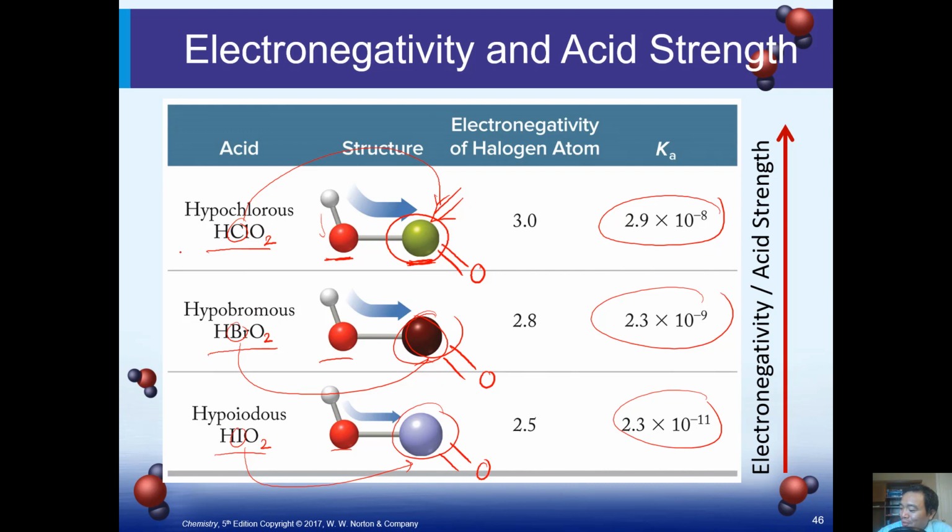So the HClO2 will have a stronger acidity than HBrO2. It will also be greater than HIO2. Can you change 2 to 3? Yes, because the difference will reside in the X only. So if you change to 3, the acidity will stay in the same trend. If you change to 4, it will be exactly the same trend.